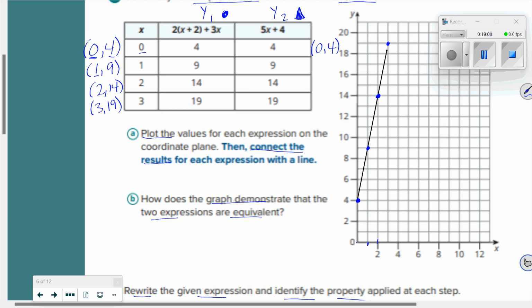Then I go to my second set of points. At 0, it's going to go to 4. Oh, wow. At 1, it's going to go to 9. That also looks familiar. At 2, it's going to go to 8. At 3, it's going to go to 19. So when I draw my second line, what happens?